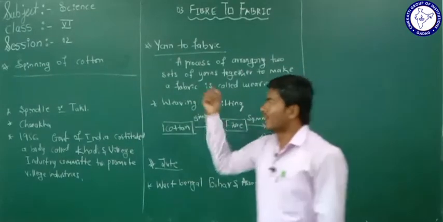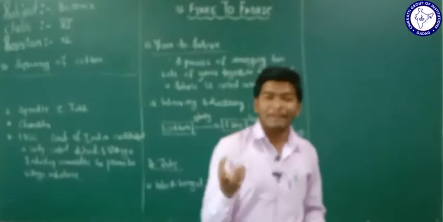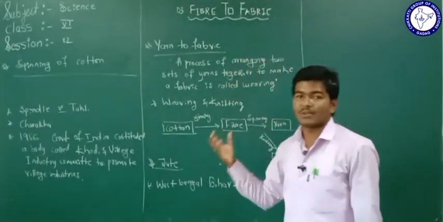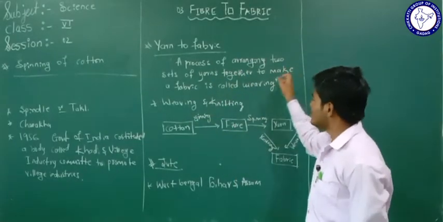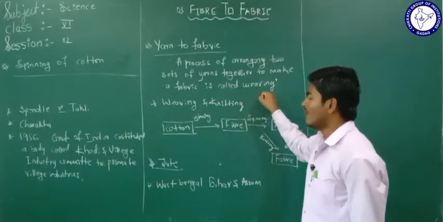Now we get the cotton yarn from the cotton fiber. So how are we going to get the fabric? The next process is called yarn to fabric. What is the process? The process of arranging two sets of yarns together to make a fabric is called weaving.